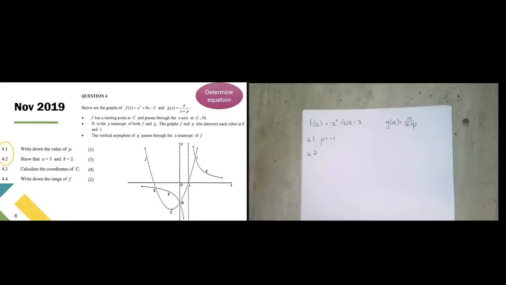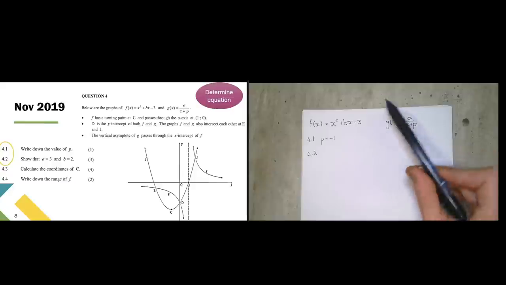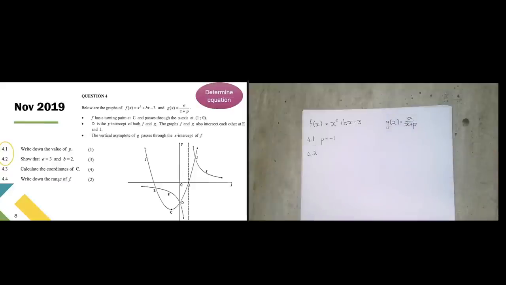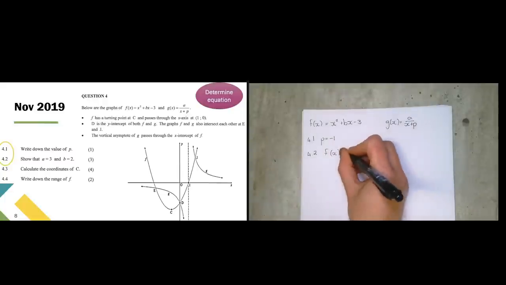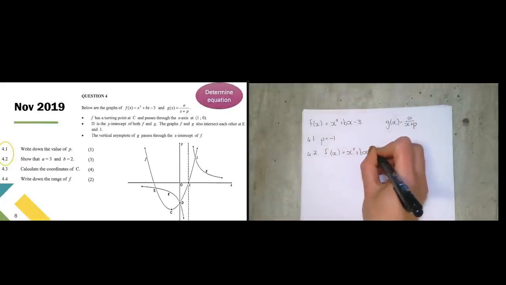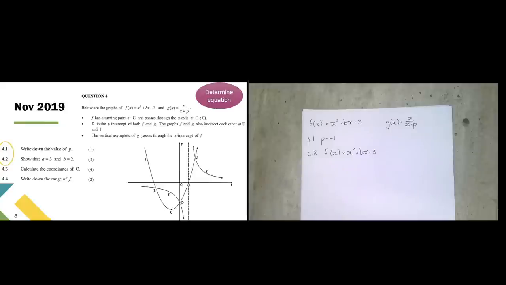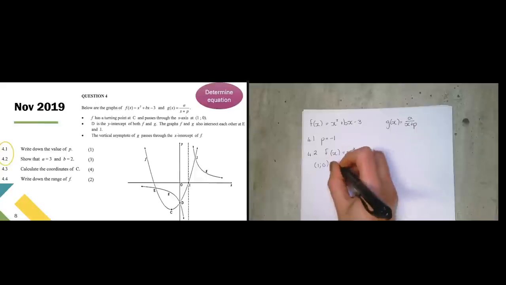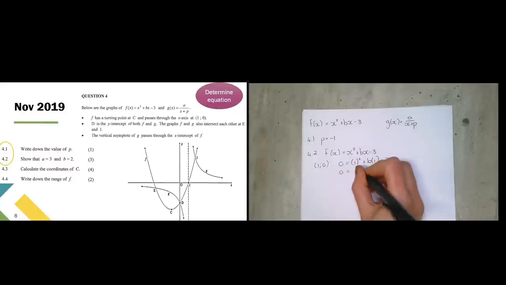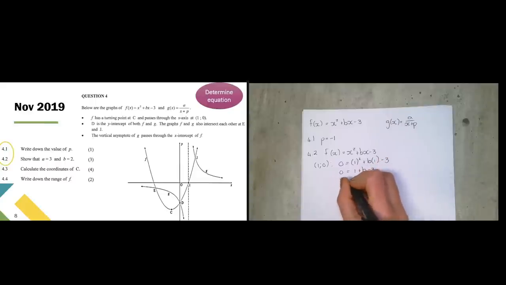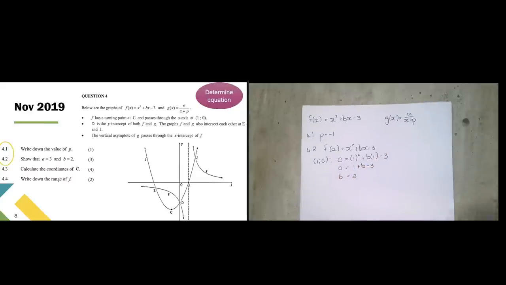4.2. Show that a is equal to 3 and b is equal to 2. Where is a? A is in the equation of the hyperbola. B is in the equation of the parabola. So I must go and calculate those values. I'm going to start with the parabola. F(x) equals x squared plus bx minus 3, and I'm going to substitute in a coordinate on this graph. I have (1, 0), so I'm going to substitute that in. 0 equals 1 squared plus b times 1 minus 3. So 0 equals 1 plus b minus 3, so b works out to be 2. There I've got b.